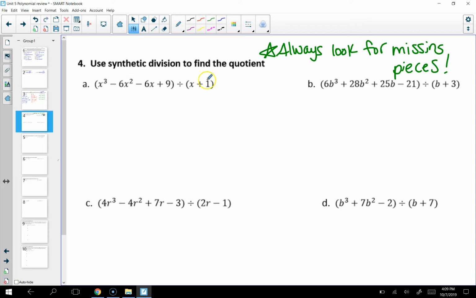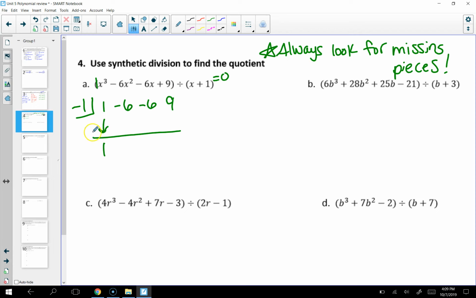Alright, so here we go. Take this piece, make it equal to 0. We're going to get x equals negative 1. That's what comes up here in the corner. Highest exponent is a 3. 3, 2, 1, none. We're not missing anything. So my coefficients can just drop down. So we're going to have 1, negative 6, and 9.